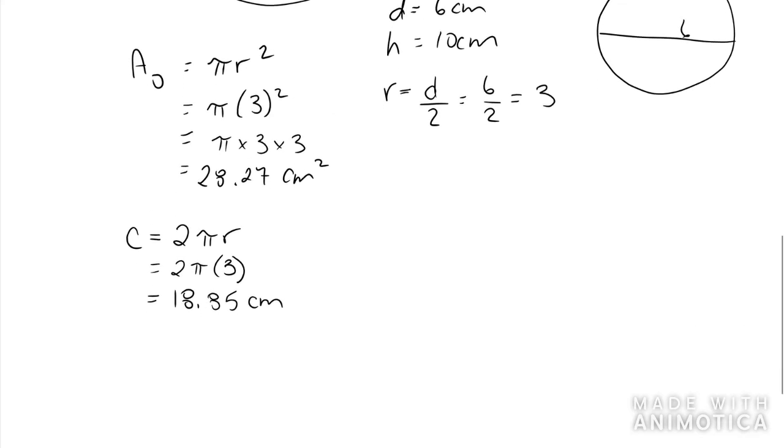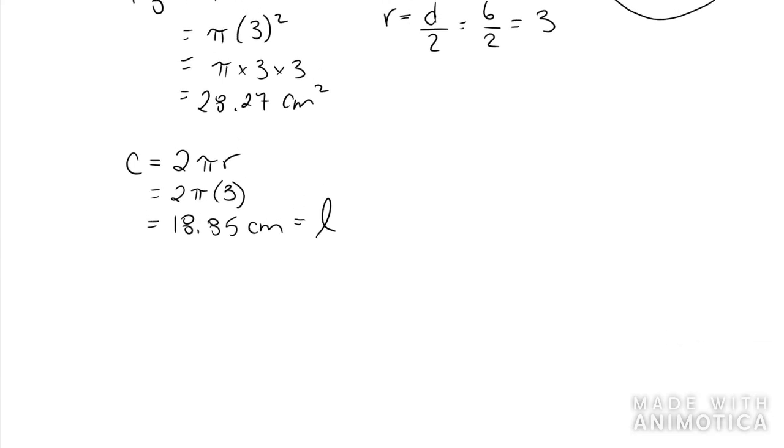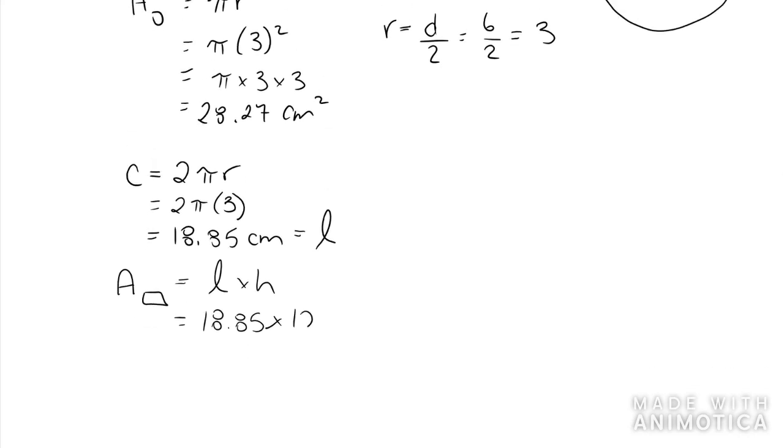Now we have what we need to do our calculations. Remember, the circumference is going to be the same as the length. So to figure out the rectangle, we have to do length times height. Well, the length is our 18.85, and our height was our 10. So we have 188.5 centimeters squared.